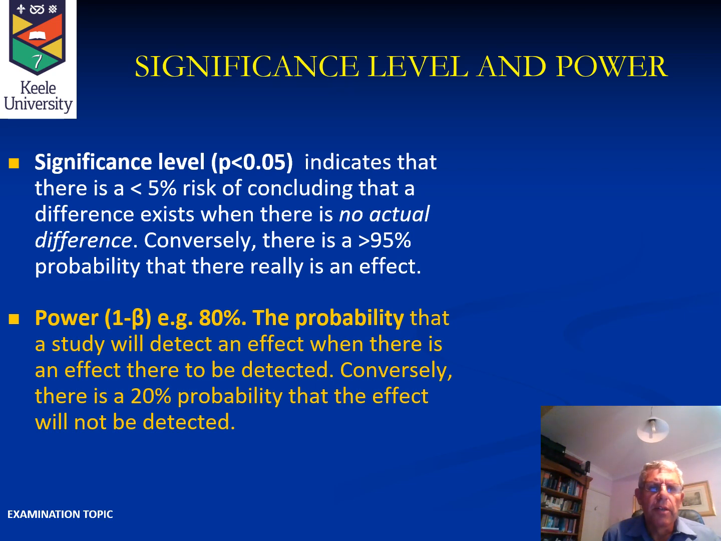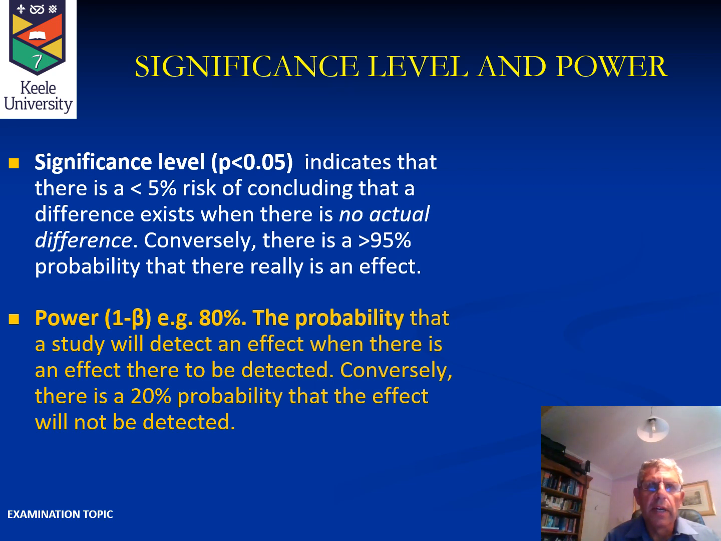Power, on the other hand, refers to the probability that a study will detect an effect when there is an effect there to be detected. So we want to be able to show that if there is an effect, we will have sufficient power to detect that difference. Conversely, there is a 20% probability that we will miss that effect. So power is the probability that a test of significance will pick up on an effect that is present.